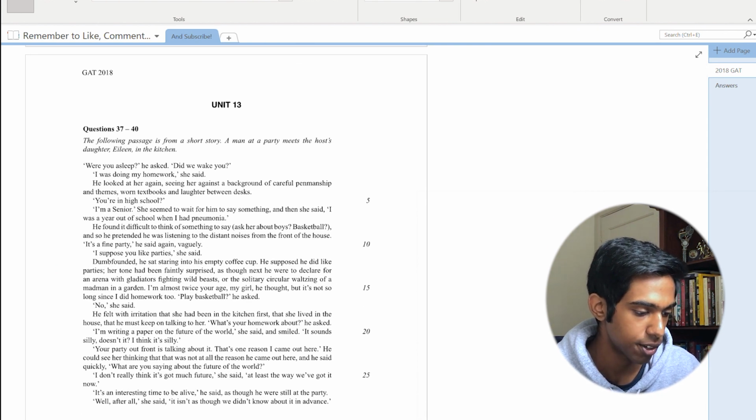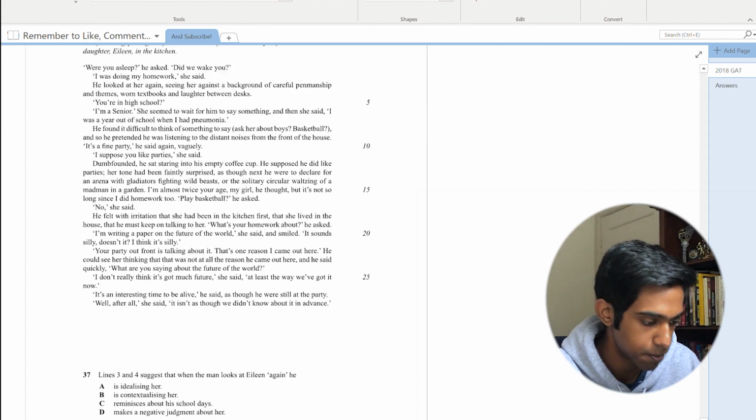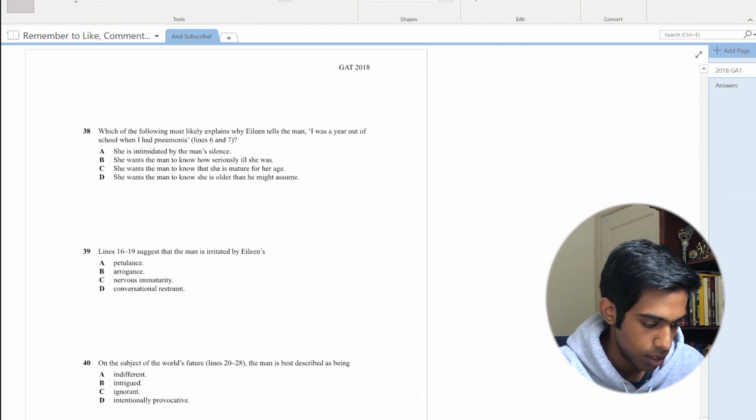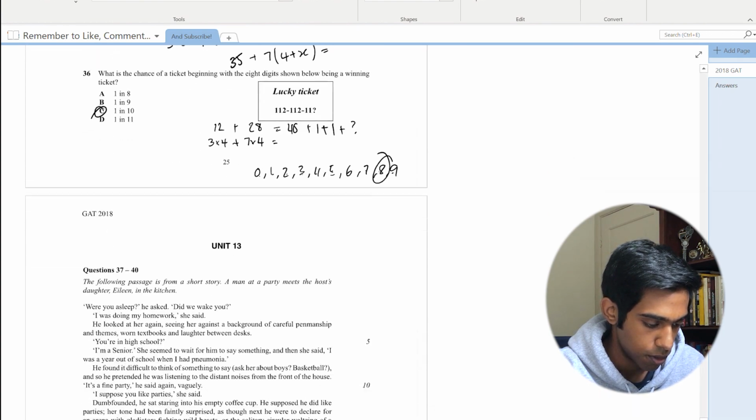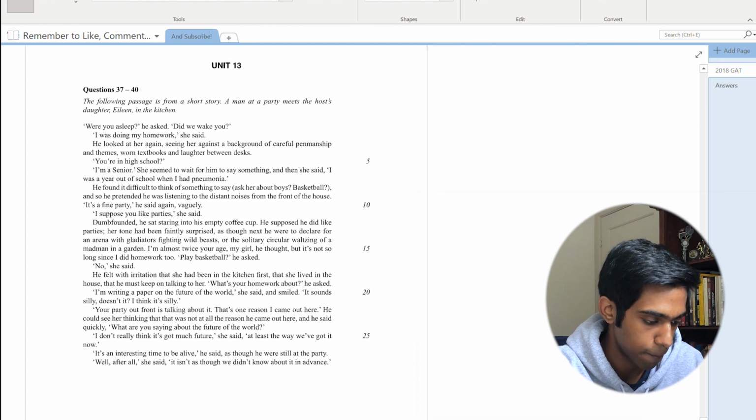Okay, next unit. Another short story. I'll try reading these. I'll read the whole passage first.